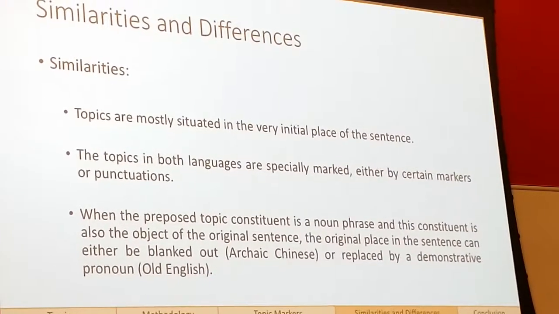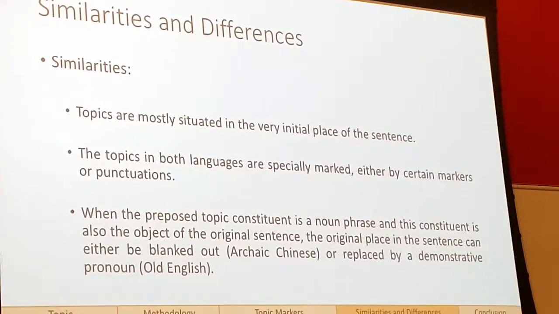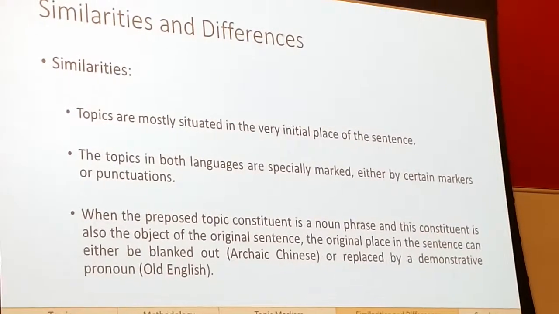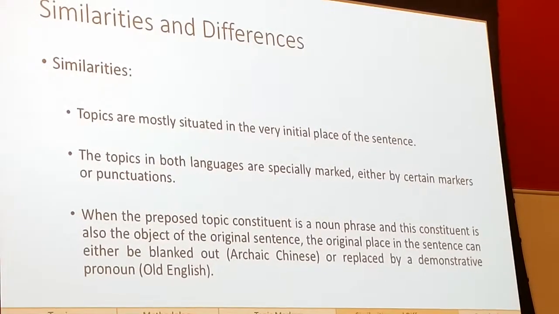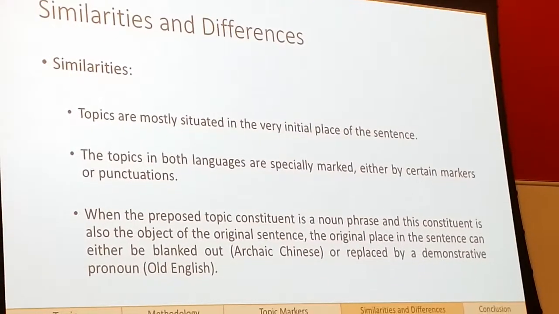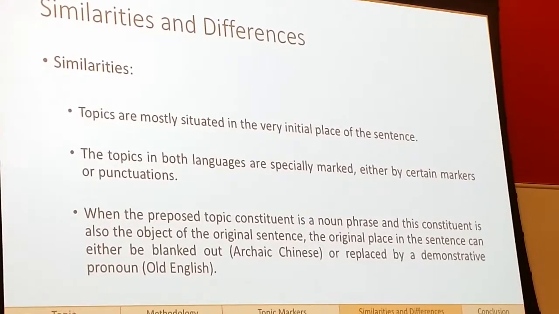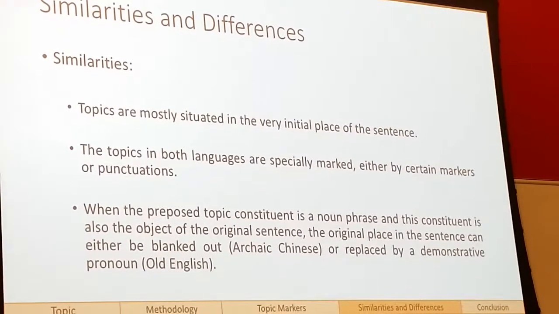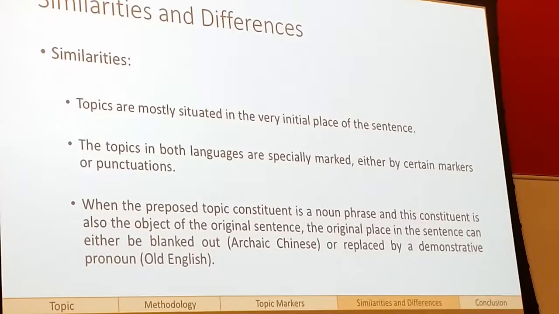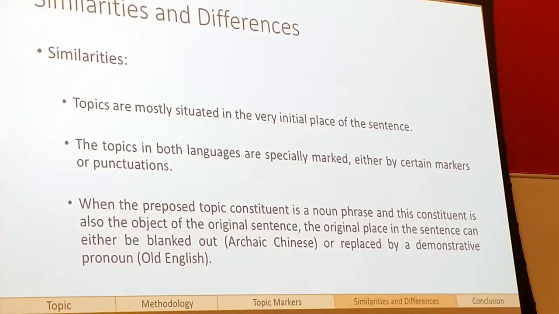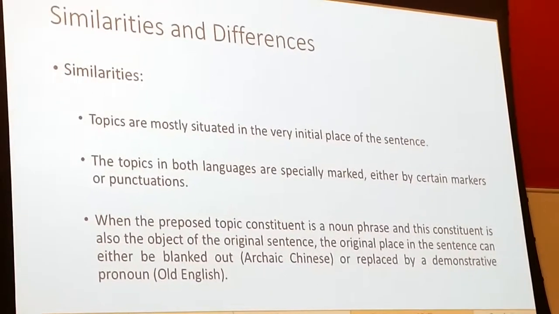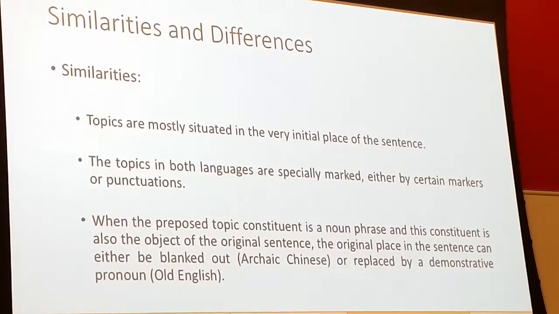And second, the topic in both languages is especially marked either by certain markers or punctuation. I'd rather say that Mandarin nowadays is more likely to use punctuation to form the topic. For example, 这本书我要订了. 这本书, we can say this is the topic, and we put a punctuation after that. It's the topic, and we are going to emphasize that this is the book I want, not the other books.